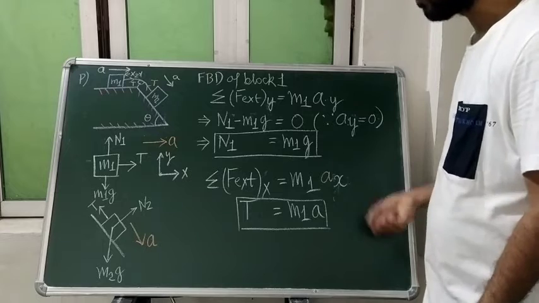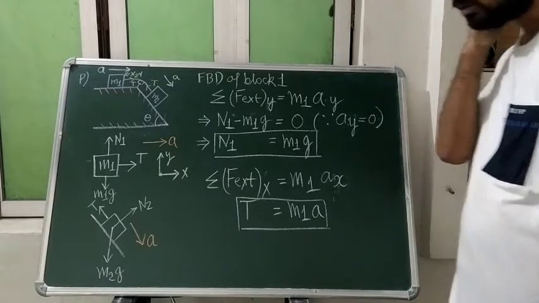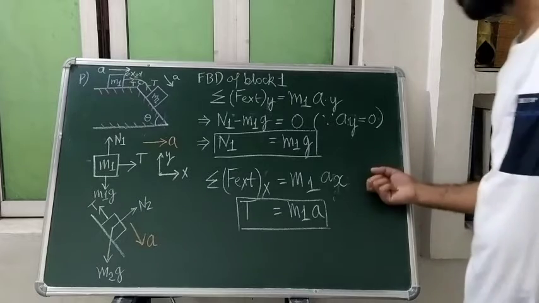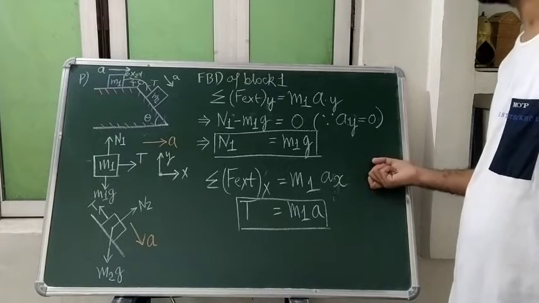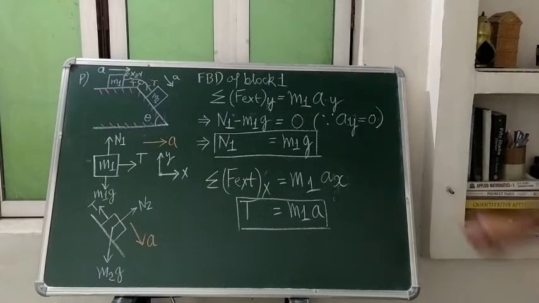Is any other thing present for block 1? I don't think any more thing is present here. Only this much will be there. So you guys will keep these things in your mind. Here we are applying Newton's second law. Here we are applying the first law because acceleration is 0. Right, up to here.